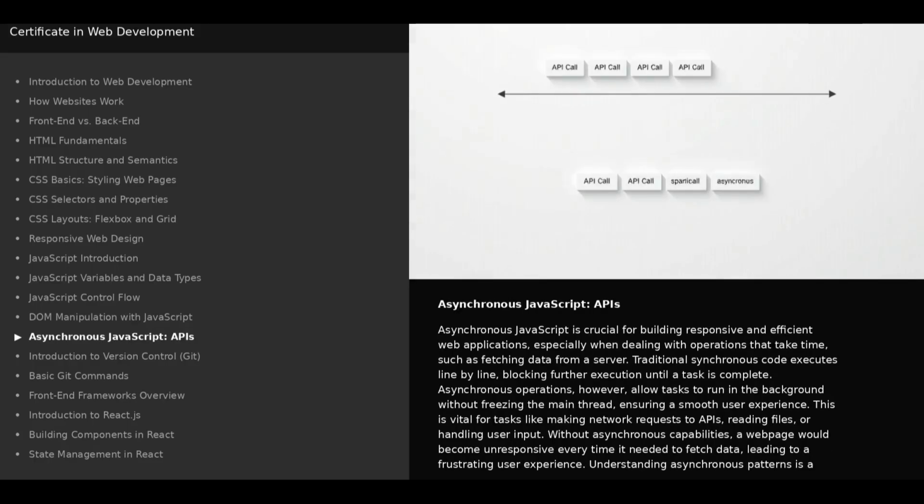Asynchronous JavaScript APIs. Asynchronous JavaScript is crucial for building responsive and efficient web applications, especially when dealing with operations that take time, such as fetching data from a server. Traditional synchronous code executes line by line, blocking further execution until a task is complete. Asynchronous operations, however, allow tasks to run in the background without freezing the main thread, ensuring a smooth user experience.